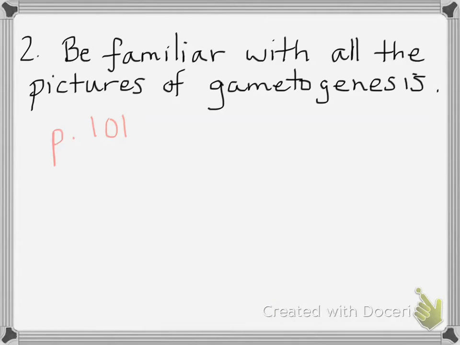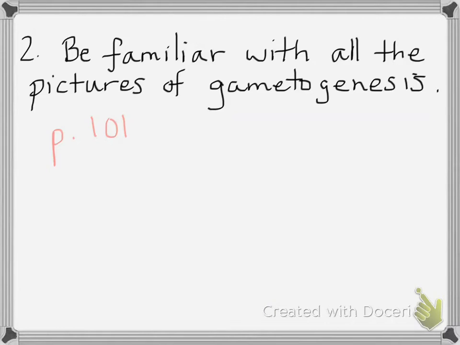4. That's good. The answer is 4. Take a look at the picture on the top of page 101. Let me repeat the question. Per original cell that does meiosis in the testes of a male, how many functional sperm can you get? The answer is 4. Look at the picture.